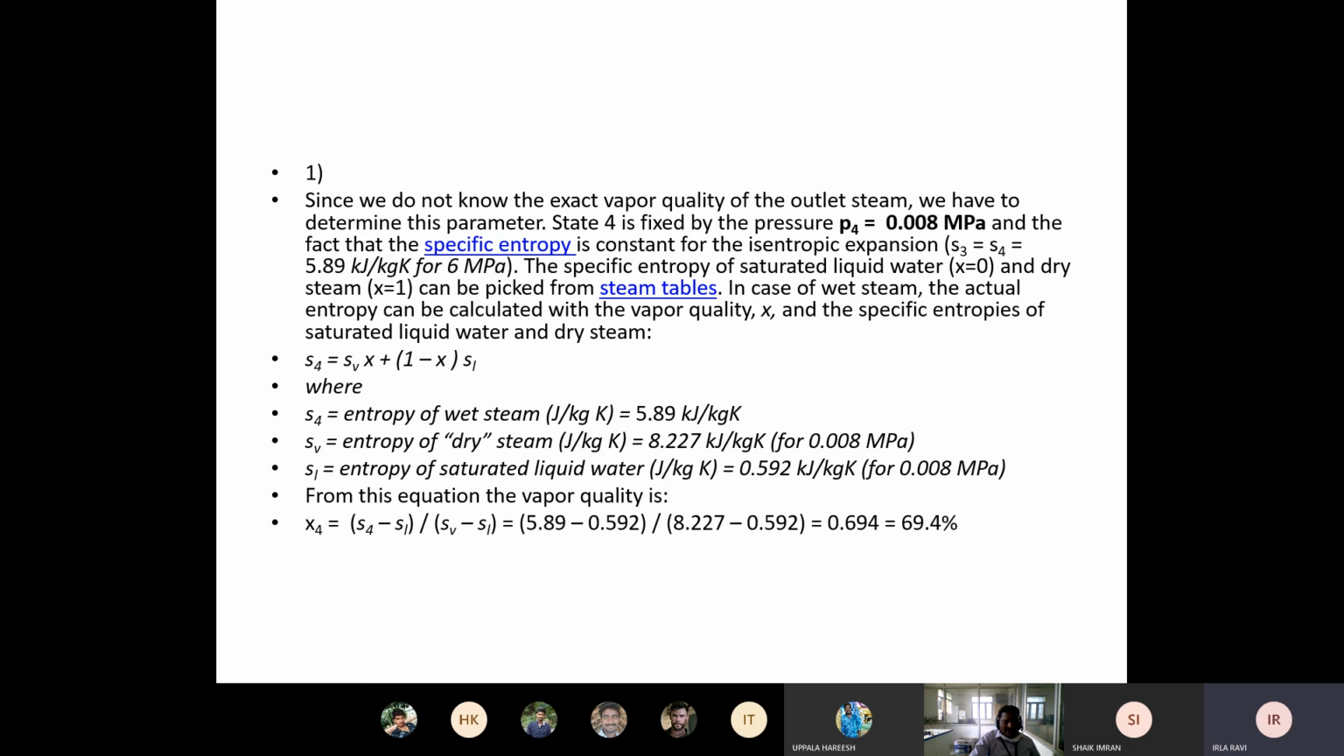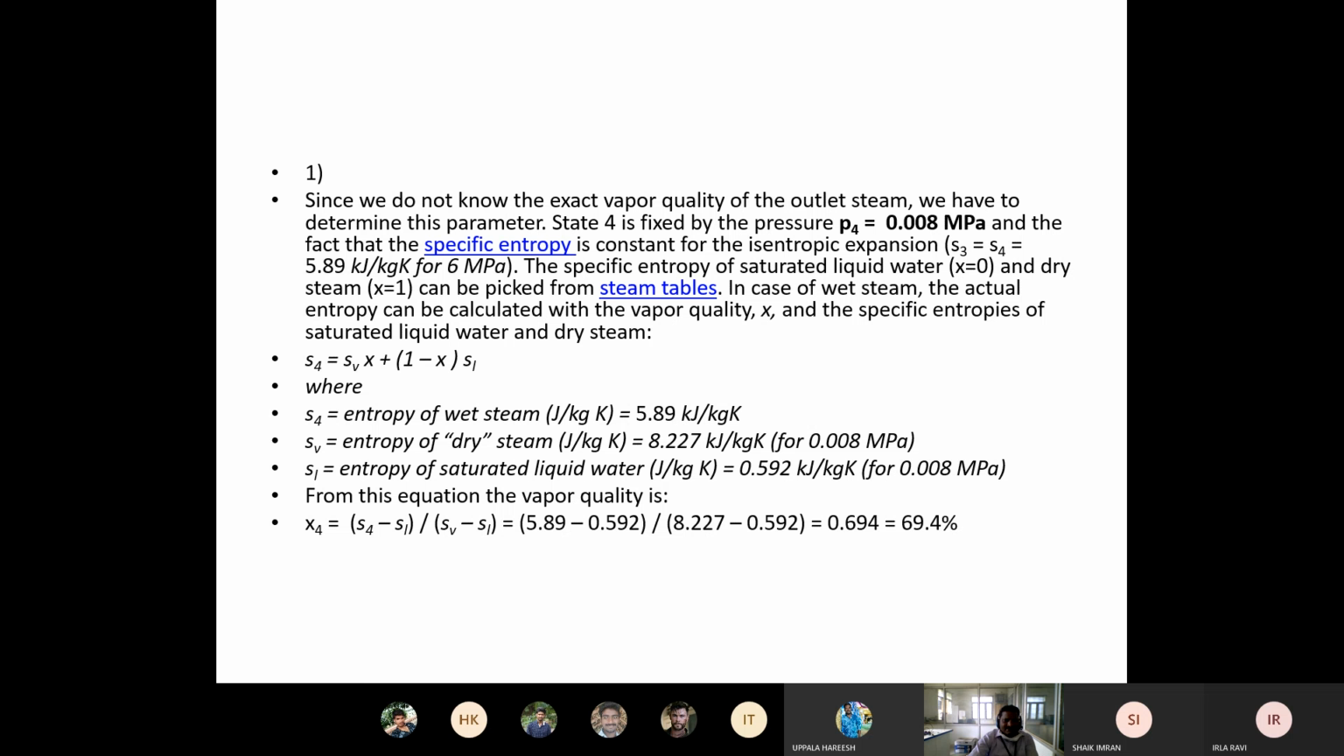Concentrate on one. What is the required data? The enthalpy difference between the state points, H3 minus HF4, corresponds to the turbine work. Since we do not know the exact vapor quality of the outlet stream, we have to determine this parameter. State 4 is fixed by the pressure P4, 0.008 megapascal, which is given in the problem. And the specific entropy is constant, because this is an isentropic expansion process, S3 is equal to S4. These can be picked from the steam tables.